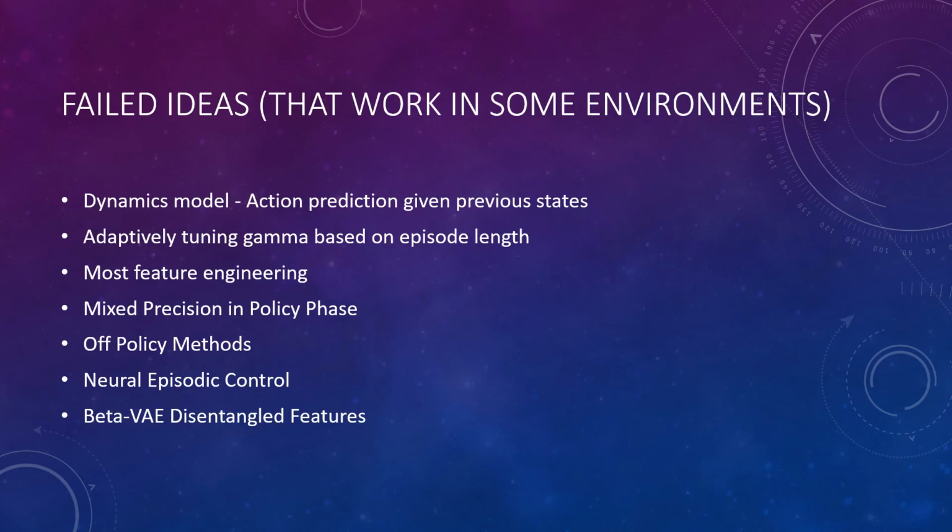Some ideas showed promise in some environments, but we could not get them to work on others. These were a dynamics model for action prediction, adaptively tuning the gamma based on the episode length, feature engineering ideas, mixed precision training for the policy phase, which seems to make things unstable, off-policy methods in general, and even the beta-VAE for disentangled features, which seemed to be pretty good, but we could not get it to work for all environments.